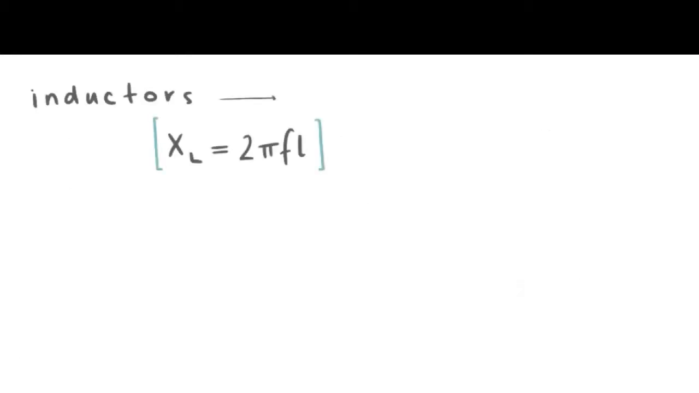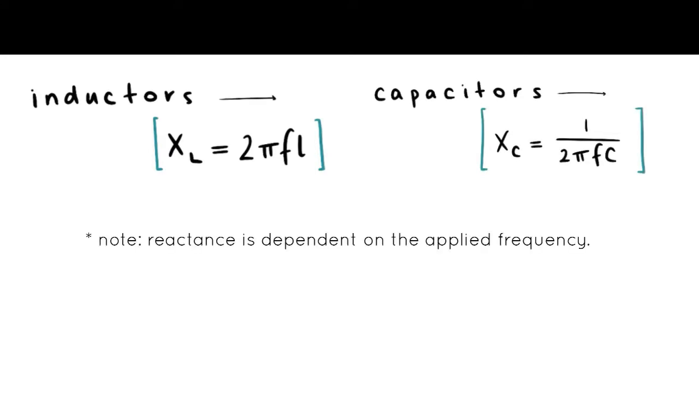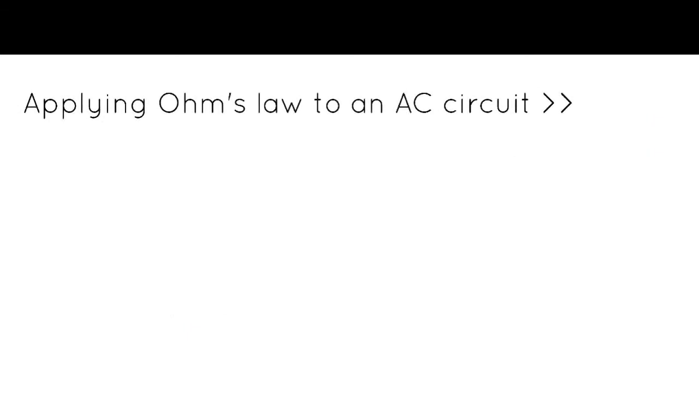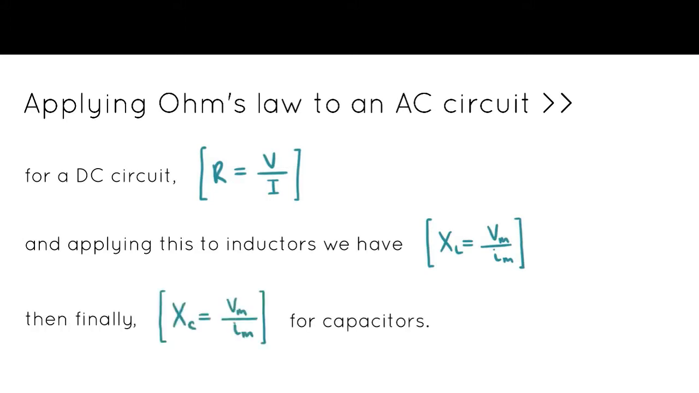The inductive reactance can be found by the product of 2 pi, the frequency of the circuit, and the inductance in henries. For capacitors, it is the inverse, with capacitance in farads. The total reactance in a series circuit is the difference between the two. The basic principles for a DC circuit can also be applied for AC. So applying Ohm's law to an inductor, we have XL equals Vmax on Imax, and for a capacitor with XC.